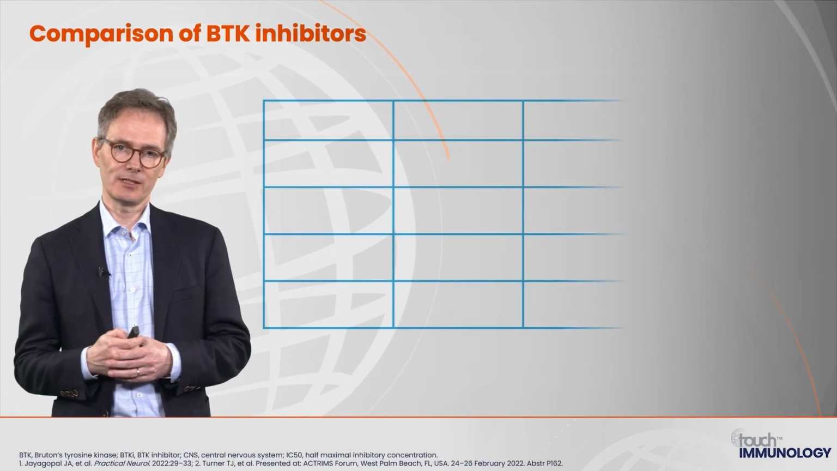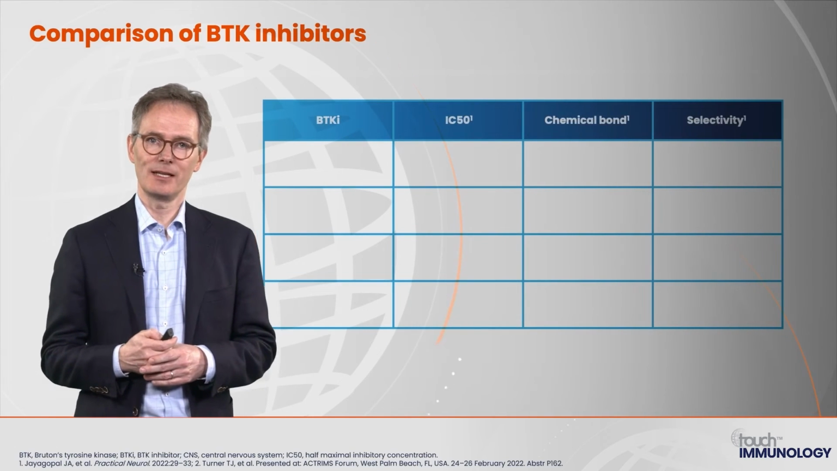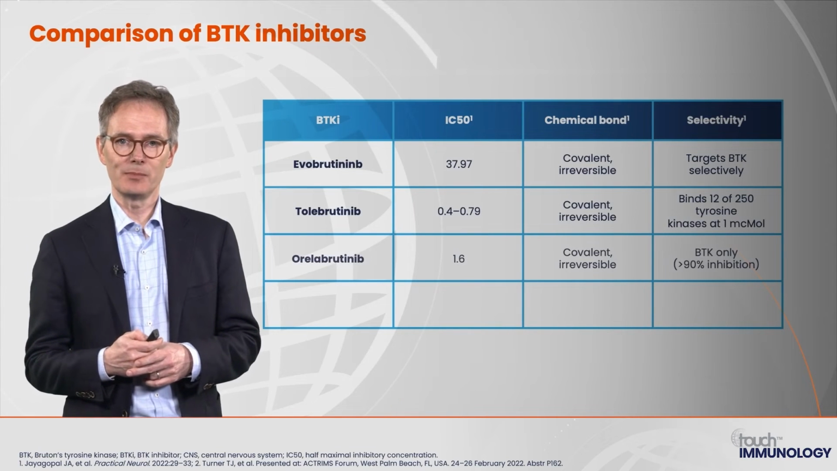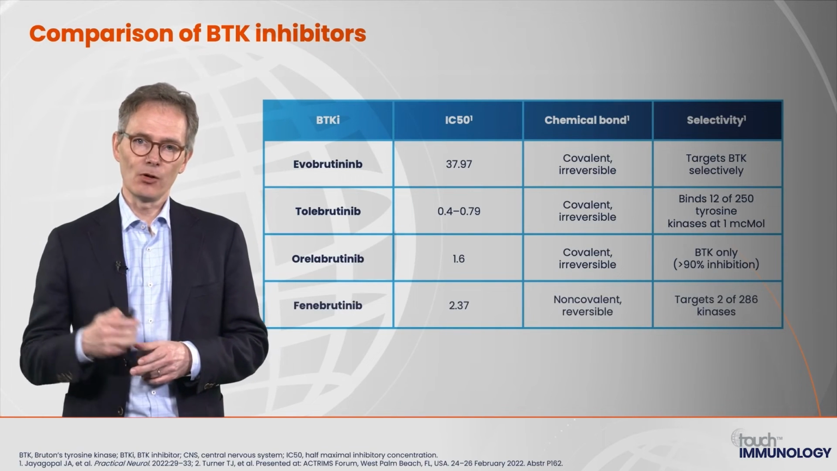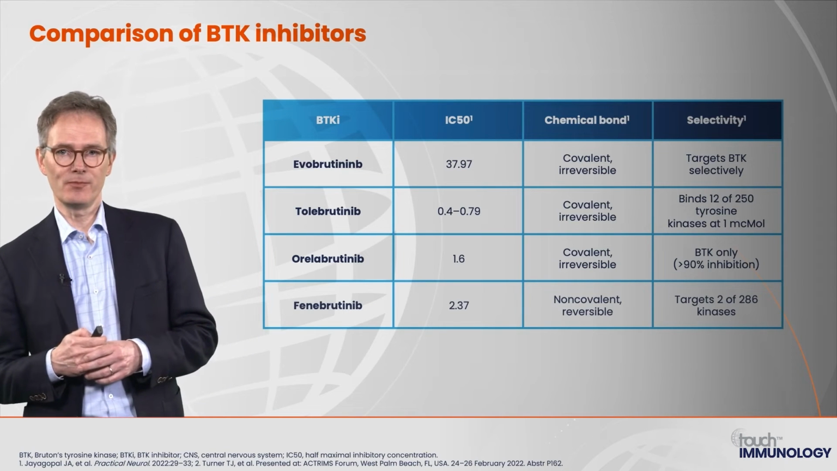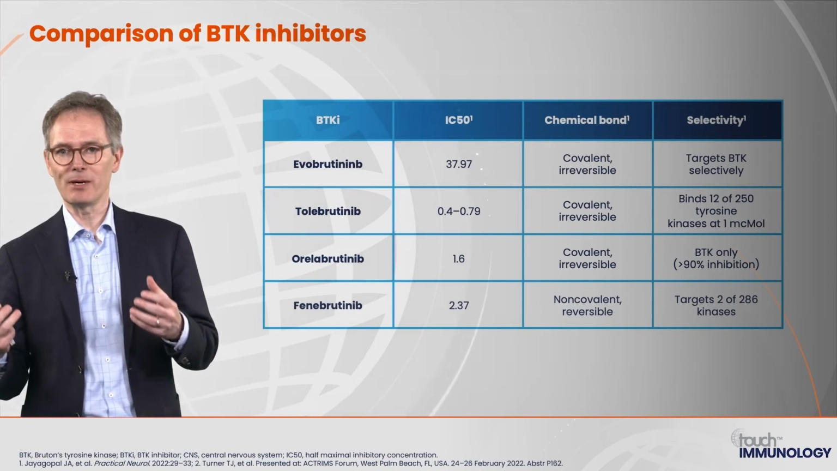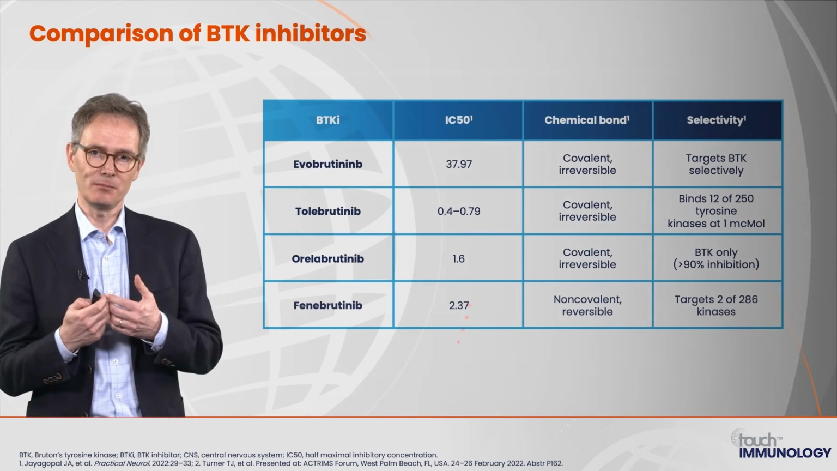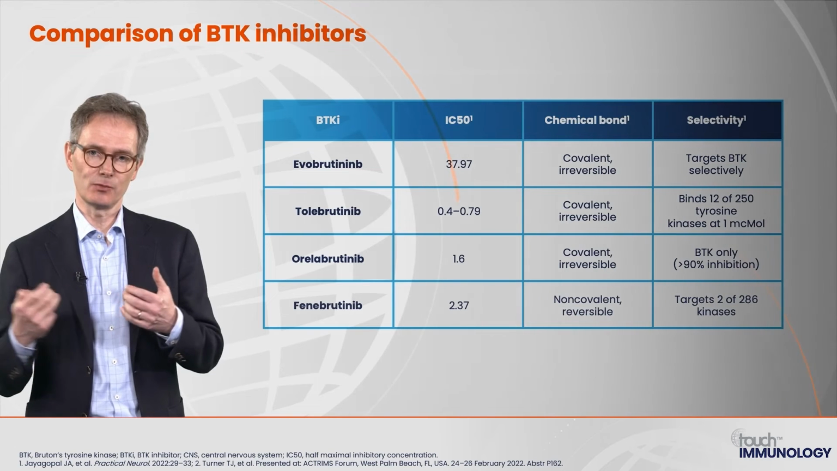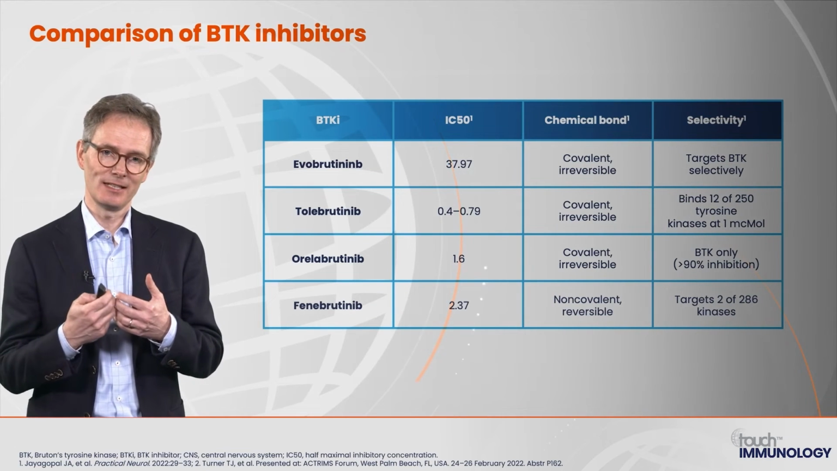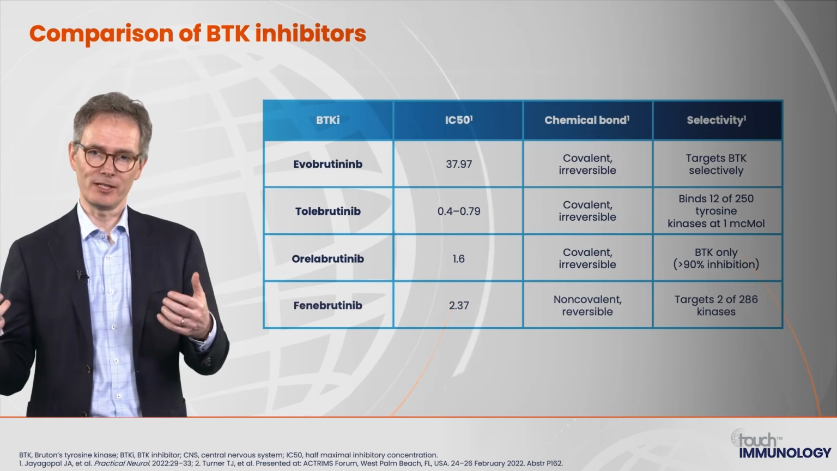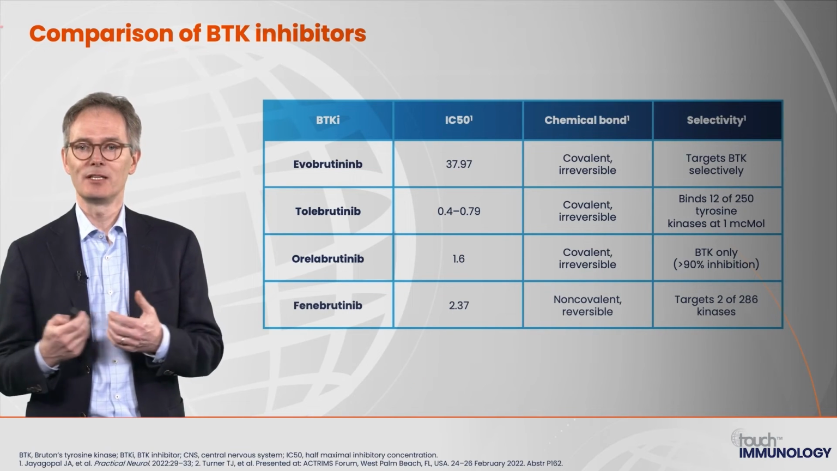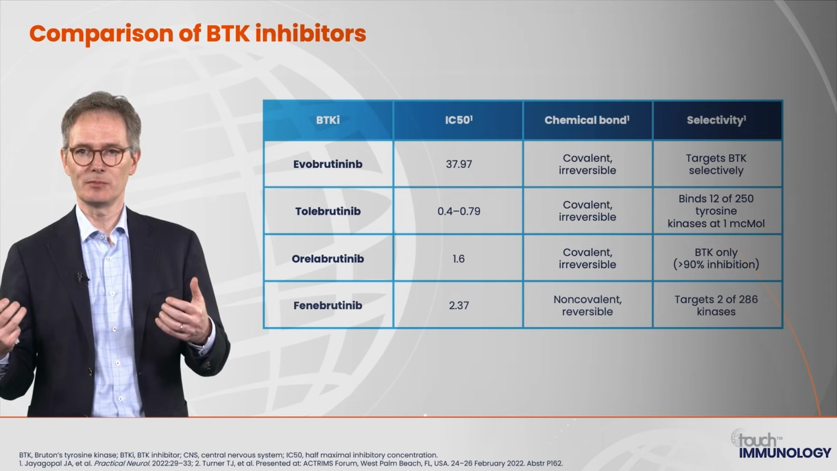So currently different BTK inhibitors are in clinical development. That's evobrutinib, tolebrutinib, orelabrutinib, and fenebrutinib. They all differ in their IC50. They differ in how they bind to the tyrosine kinases. So some are covalently bound, meaning it's an irreversible binding. So once they engage with a kinase, they do not go off anymore. And others, like fenebrutinib, are non-covalently bound, so the interaction with the kinase is reversible.